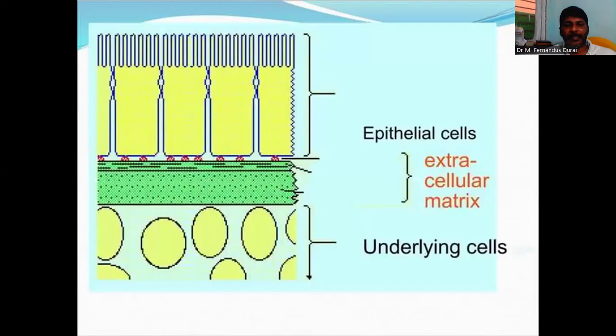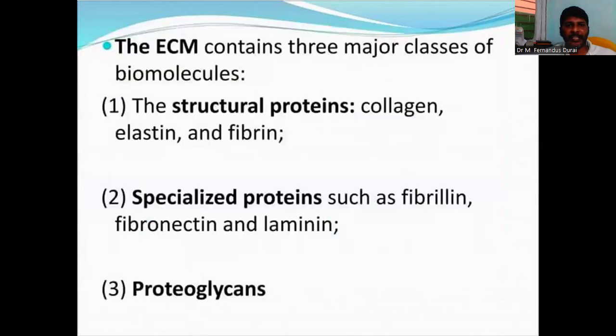So these three, the epithelial cell, the extracellular matrix and the underlying cells, are interlocked with each other. The ECM contains three major classes of biomolecules. One, the structural proteins: collagen, elastin, and fibrin. Collagen is the main structural protein, present in muscle, fibers and tendons. The second is the specialized proteins such as fibrillin, fibronectin and laminin. And the third is proteoglycans.